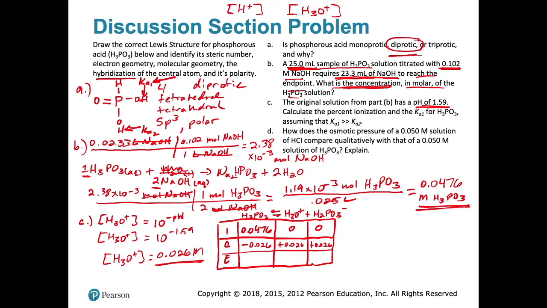So this is something you should probably write down. When someone gives you the pH, like I did, the pH will actually give you the hydronium ion concentration, which is actually the what? The equilibrium concentration.